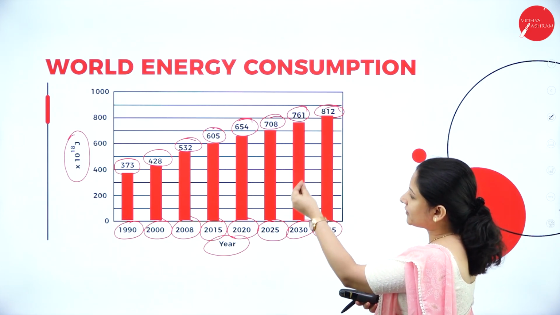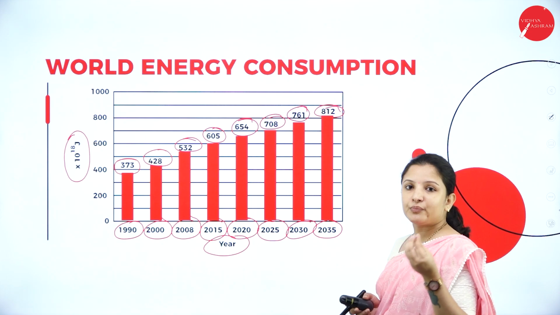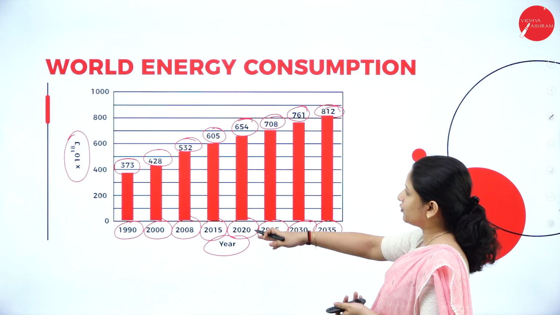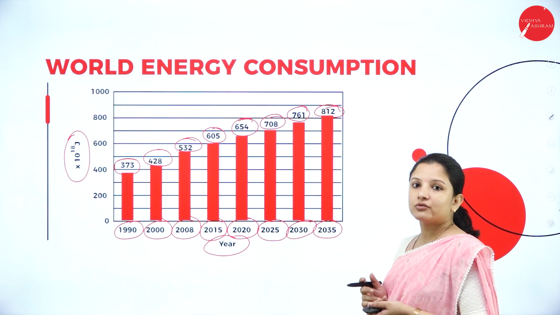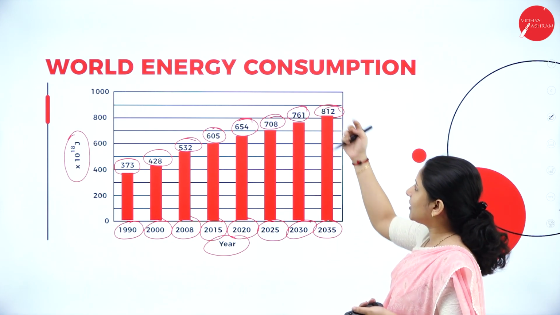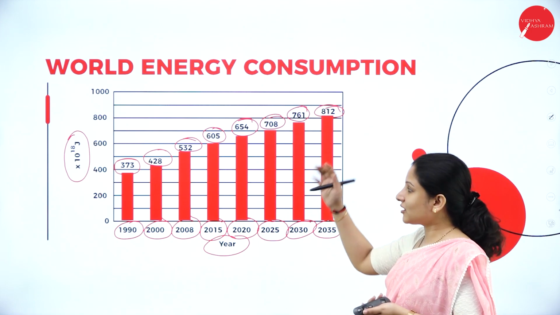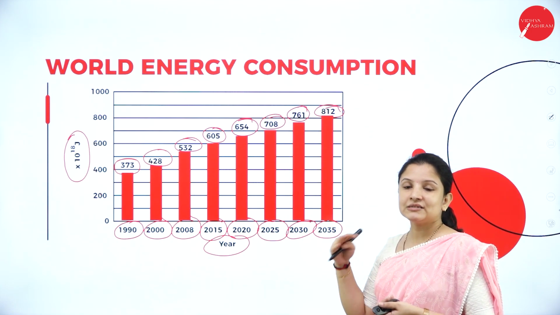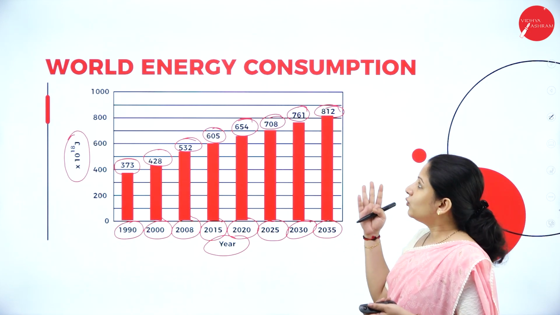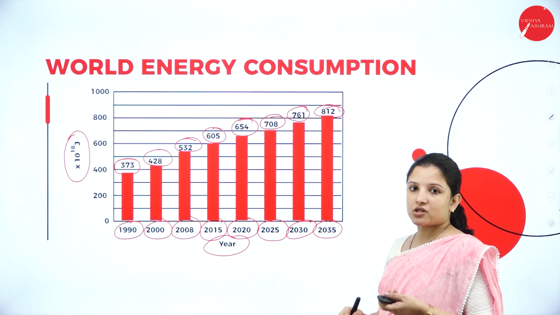So see from where it started in the 1990s, the energy demand was just 373 into 10 to the power 18 joules. But in 2020, somewhere around 2022 also, it is 654 into 10 to the power 18 joules. And it is doubling. By the time we reach 2035, it will double to 812 into 10 to the power 18 joules. So this is how fast the global energy demand is increasing. Again, why? Because of the growing population. So this is about the world energy consumption, wherein a statistical or graphical representation has been given.